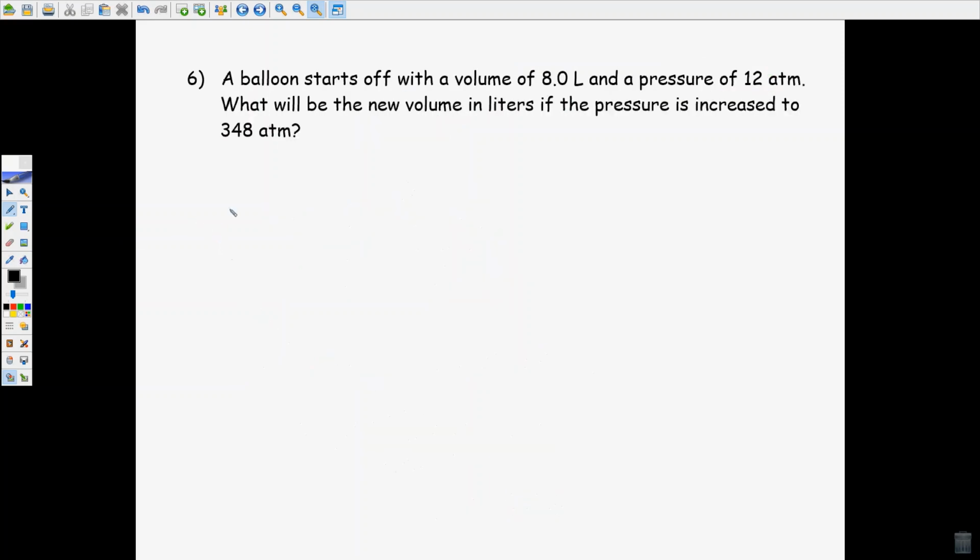This again is a Boyle's Law problem, so we're going to write down the exact same thing, P1 V1 equals P2 V2. So let's look for that initial set of conditions. It says a balloon starts off with a volume of 8 liters, so that's my V1, and a pressure of 12 atmospheres. So atmospheres is another unit of pressure, just like, again, when you have PSI for the pressure of the air in your tire.